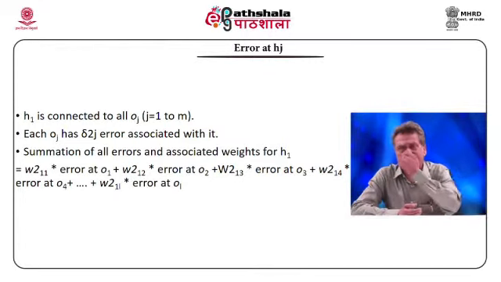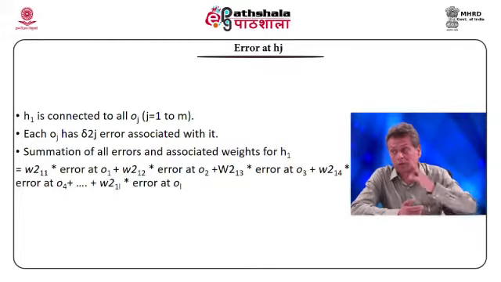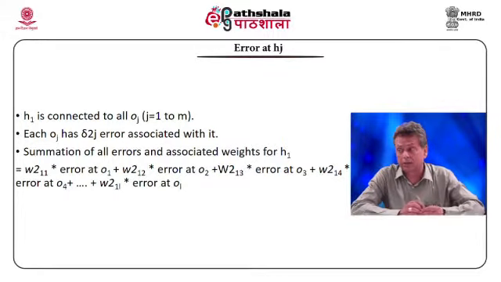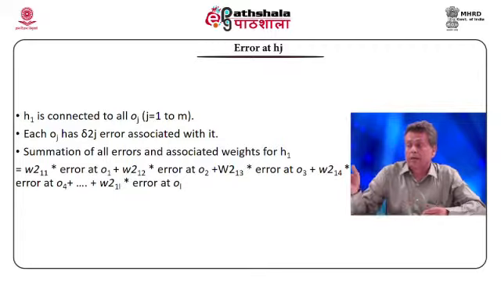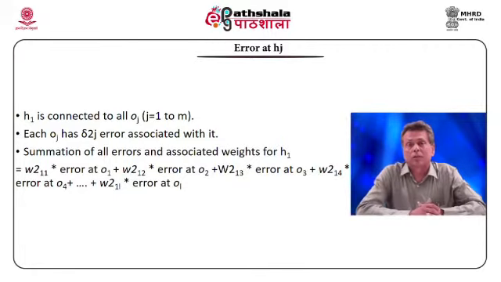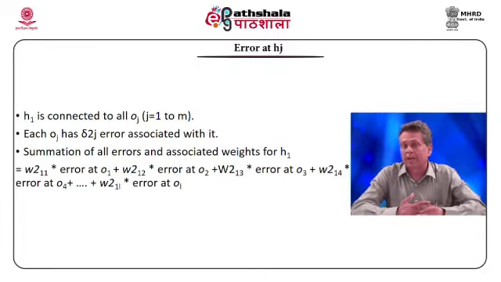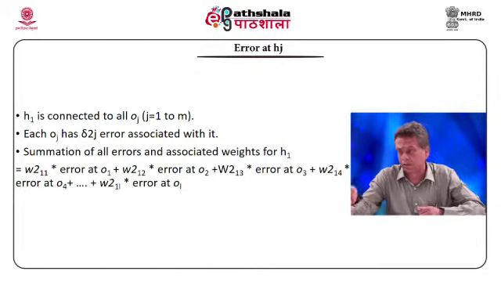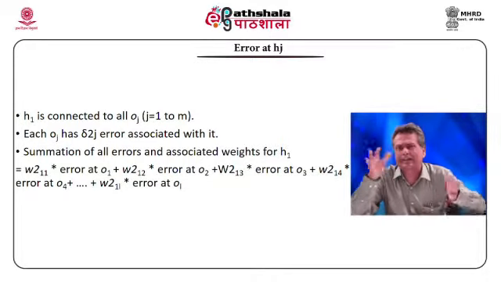So, it is sigma i equal to 1 to m, because there are total m output units. So, W2 1j multiplied by delta 2j. Now, that is the error at the ith hidden unit. Okay. So, that is how it is shown. Look at two values calculated, delta 1 for the first hidden unit and delta 1 for ith unit.